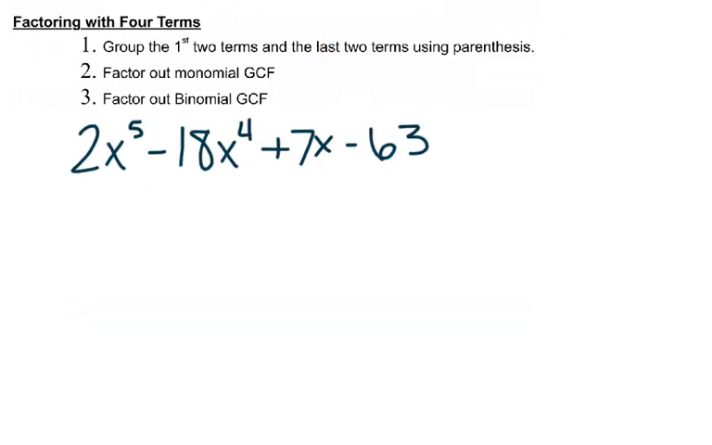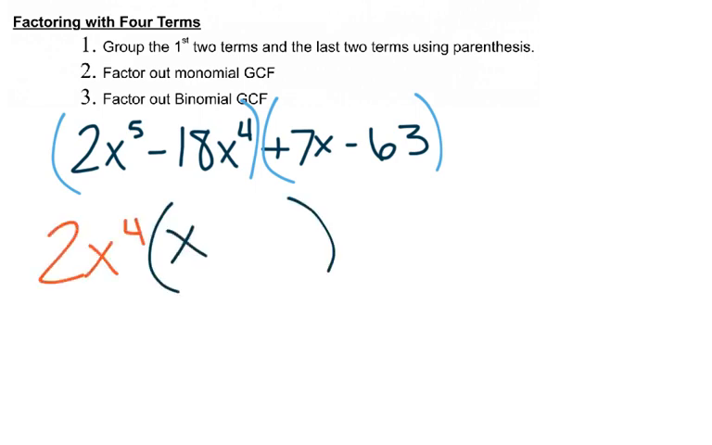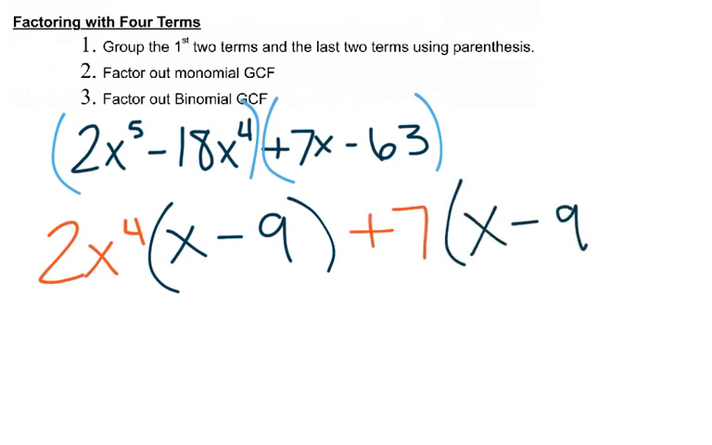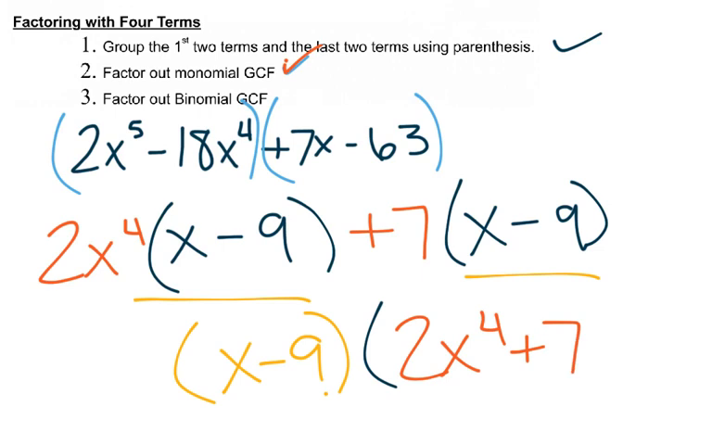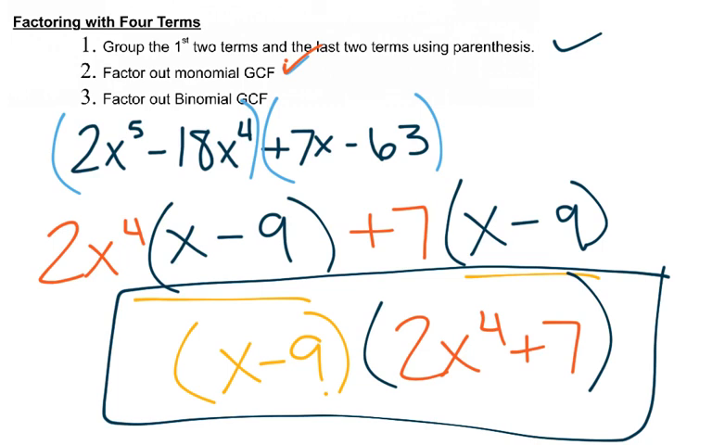Alright, same thing. We're going to group the first 2 terms and the last 2 together. We're going to pull out a monomial GCF. That first one, we can pull out 2x to the 4th, and then we'll be left with x minus 9. For the second one, I can pull out a 7 and I'm left with x minus 9. So check, check, and sorry, I did the wrong color. And then the last one, we're looking for a binomial that they both have. They both have x minus 9, so I'm going to pull out an x minus 9, and we're left with the 2x to the 4th plus 7. Alright, those cannot be factored further, so we're good.